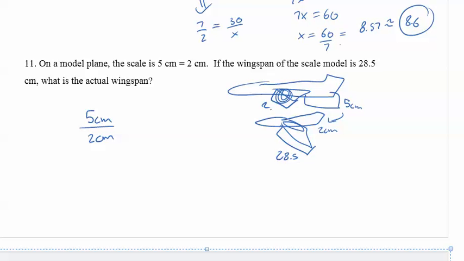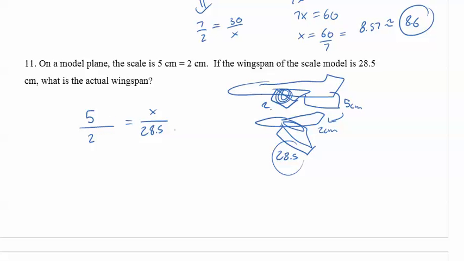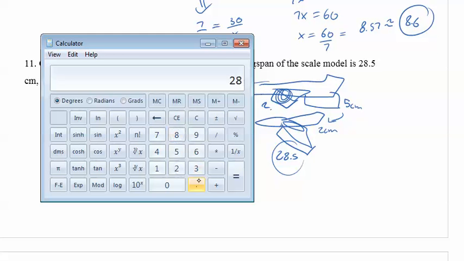All right. According to the proportion, the big airplane goes on the top, and you know data from the small airplane, so that would go on the bottom. You can take out the measurements if they make the math a bit too confusing. There you go. That's how the ratio of proportion would be set up. Now, use the same rule, multiply the 2 times the x equals 5 times 28.5. I'll do that on the calculator really fast.